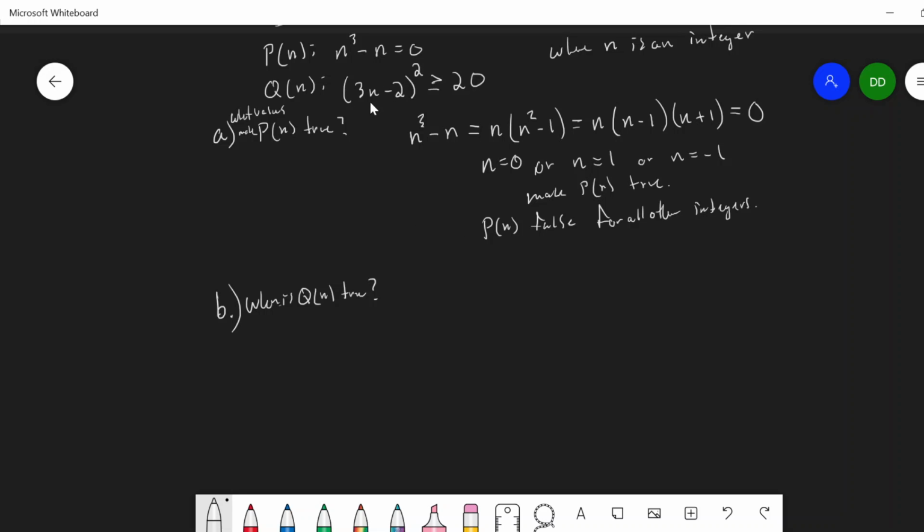So I could try this for a few values of n. What about Q of 0? Let's start with 0. Q of 0 would be 0 minus 2 squared. That would be 4 greater than or equal to 20. That's false.